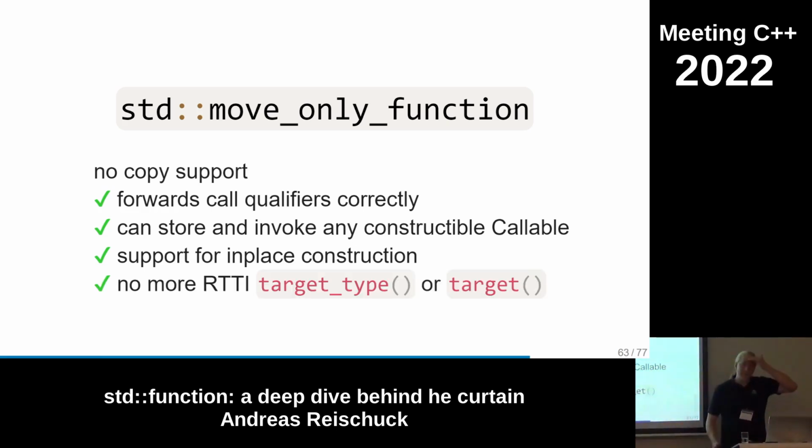And also they got rid of the runtime type information. So there's no longer target type or target. So if you need that use case, then it's not usable. But all the other features I think make it more usable than standard function in many use cases, because smaller surface, less function implementations. But that it's a different API also means it's incompatible to a standard function. So it's not like in place, you can change it and then it should work. There are differences.